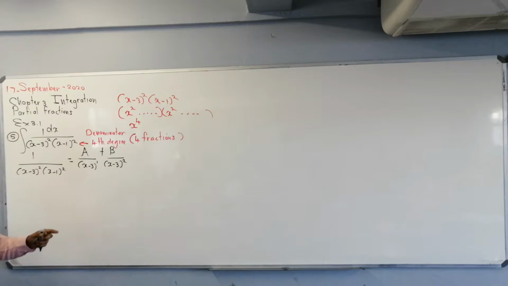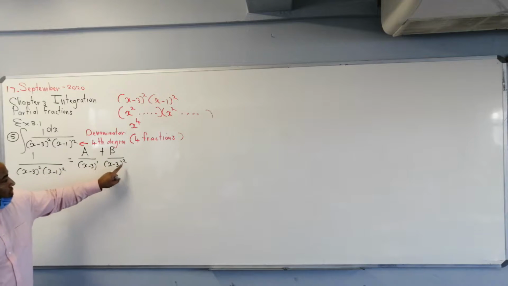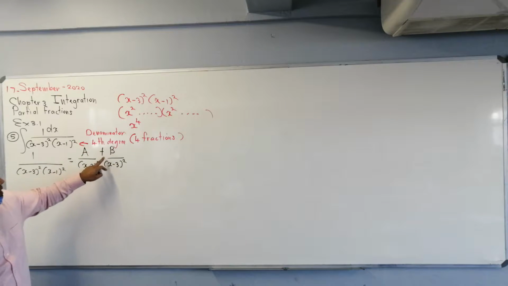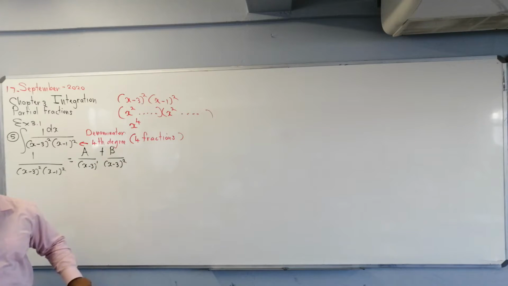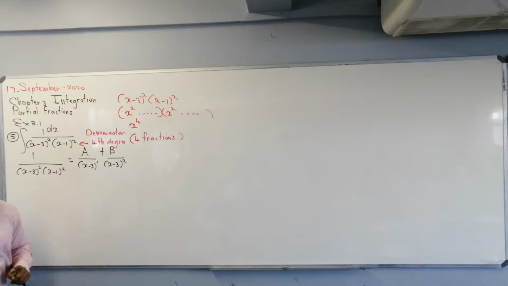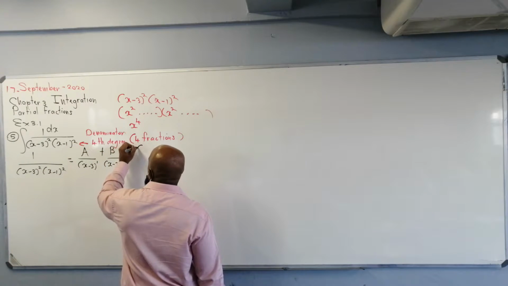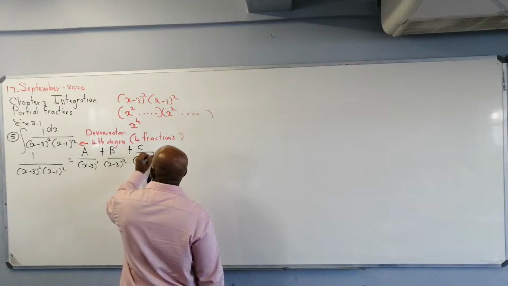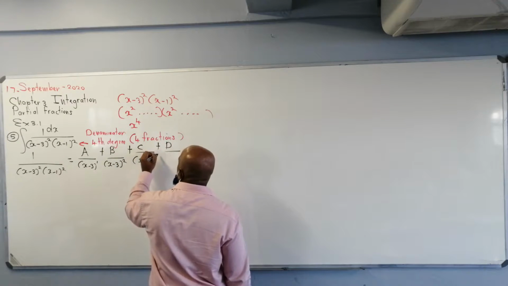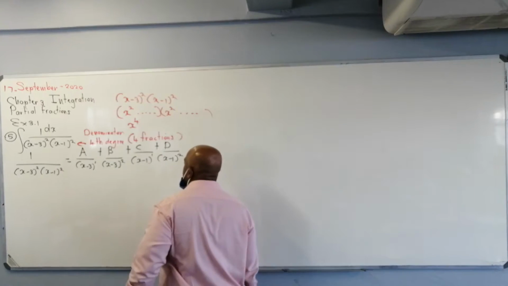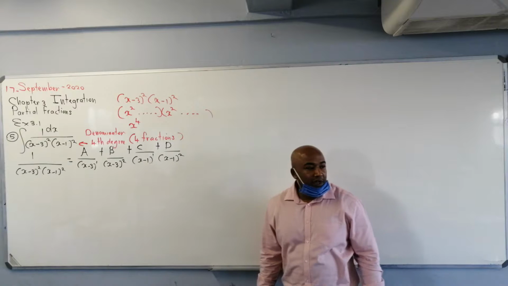So how did I do that? If this was a power 3, then I can start with 1 and go up to 3, or I can start with 3 and come down to 1. The fact is, this is 2, so you will start with 1 and then 2, so that will be a over x minus 3 to the power 1 plus b all over x minus 3 to the power 2. So now we are done with the first one. The second one here is x minus 1 all squared, so that will be plus c all over x minus 1 to the power 1 plus d all over x minus 1 all squared. So there are my 4 fractions now.